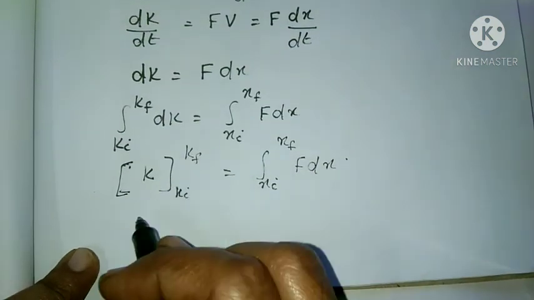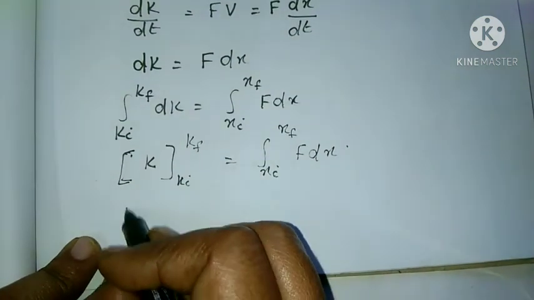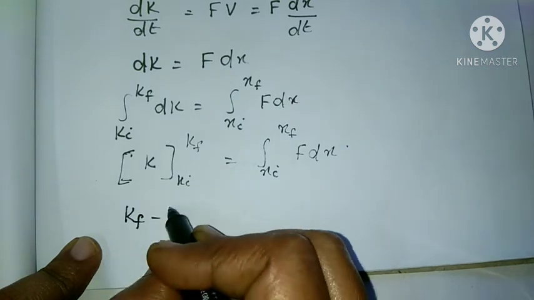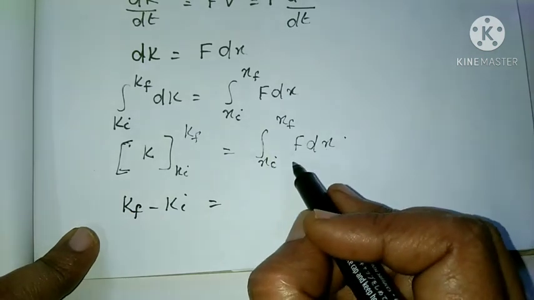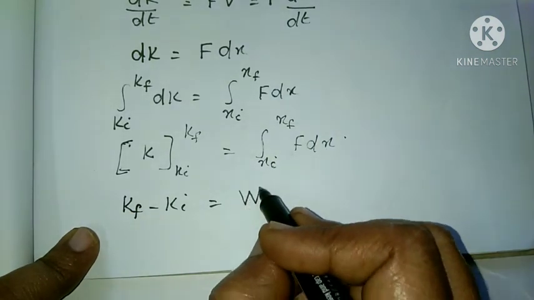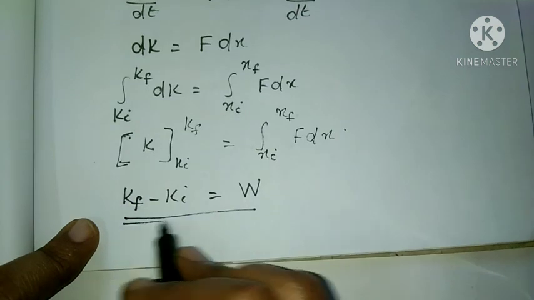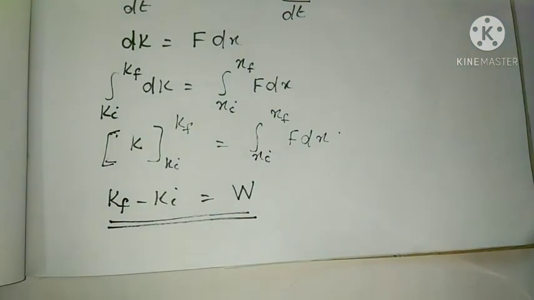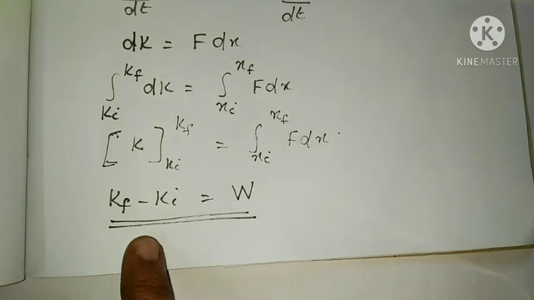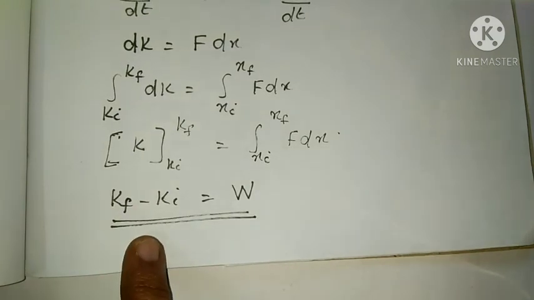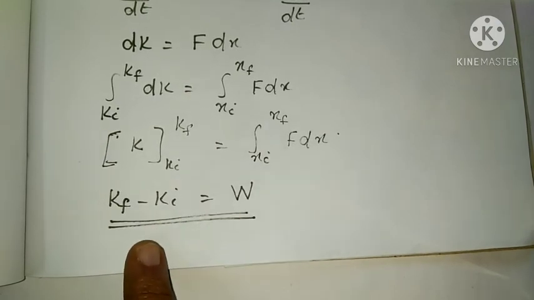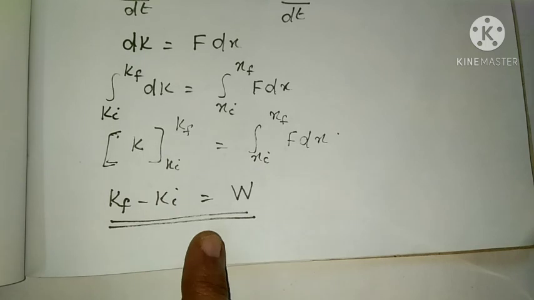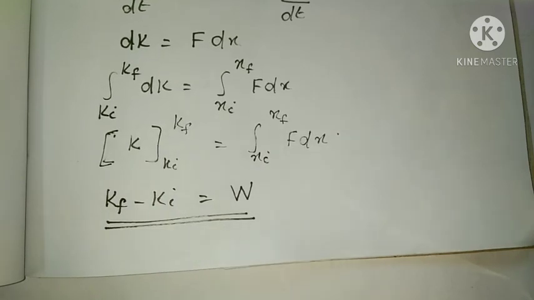So we can apply the upper limit and lower limit: Kf minus Ki equals integral xi to xf F dx, which is equal to the work done. So that is work done equal to change in kinetic energy. So we proved the work energy theorem for a variable force. When you apply a variable force, we get work done equal to change in kinetic energy. So this is true for both the constant force and the variable force.